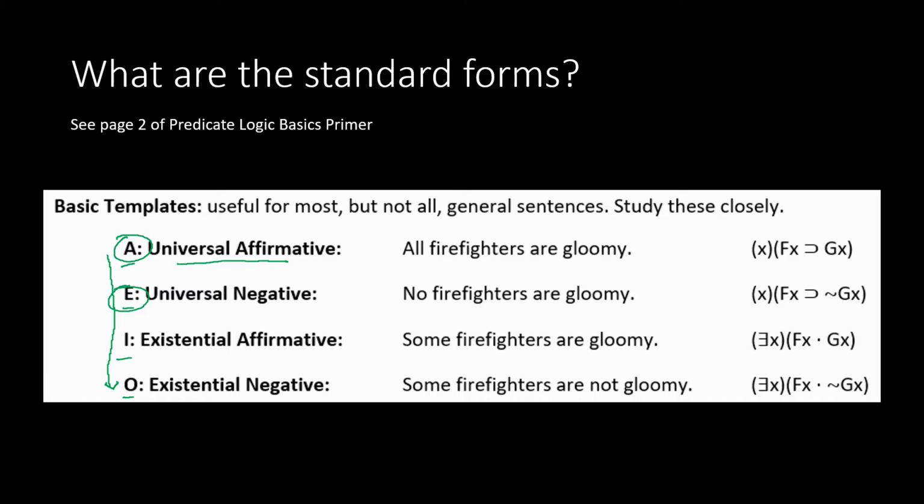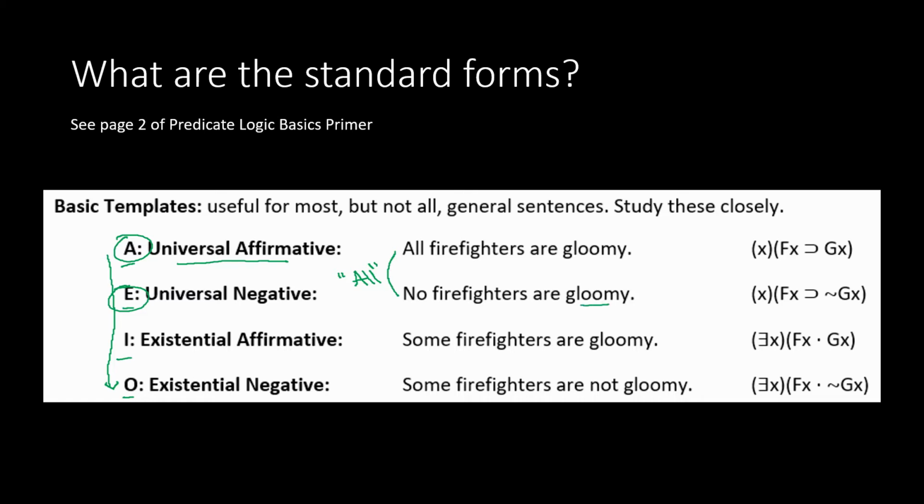And what are these sentences? Well, universal sentences are "all" sentences. Notice that even though "no firefighters are gloomy" doesn't contain the word "all," it is a so-called universal generalization. It is saying that all firefighters, none of them are a certain way.